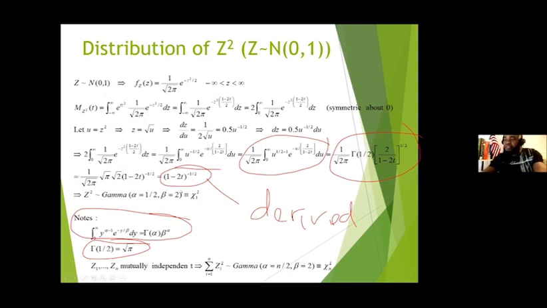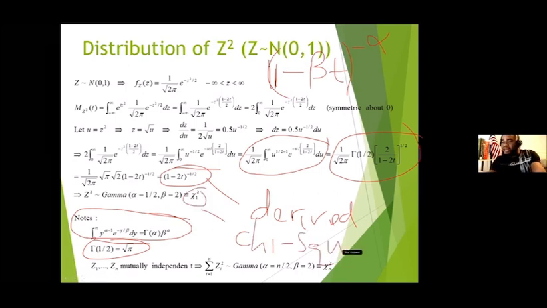You remember the other time, the moment generating function of gamma is 1 minus beta t raised to the power minus alpha. If you compare this with this, then it means our beta equals 2. Look at that. And our alpha equals half. A gamma distribution where alpha equals half and beta equals 2 gives us a new distribution actually called chi squared. That will give us a chi square distribution. So the moment generating function we have here is that of a chi square distribution.